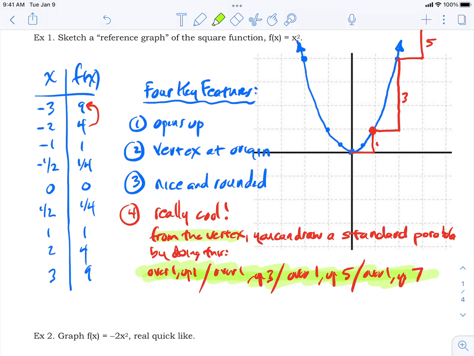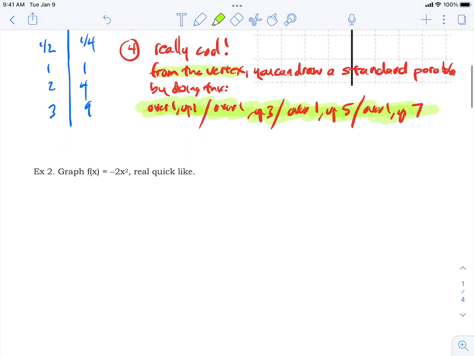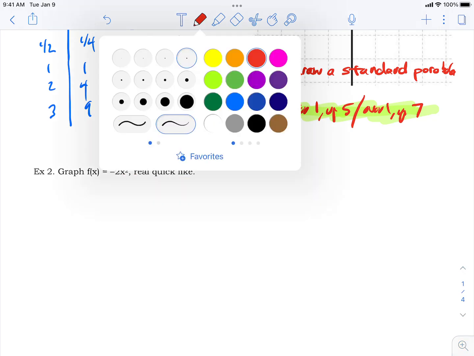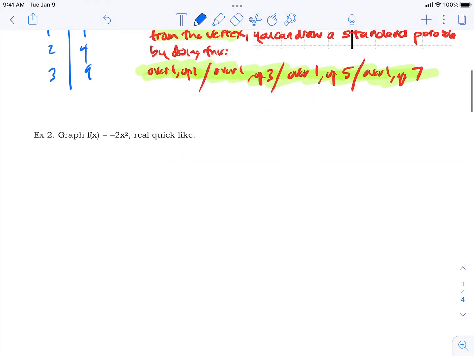So, let's make a graph of negative 2x squared real quick. I'm not even going to need an XY table. Not going to need it. I notice that it is an x squared function, but somebody went and changed it, right?